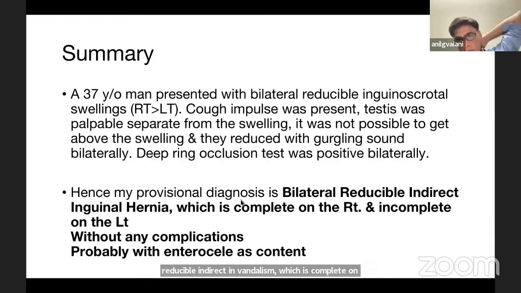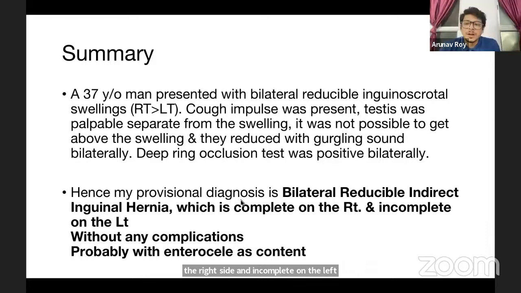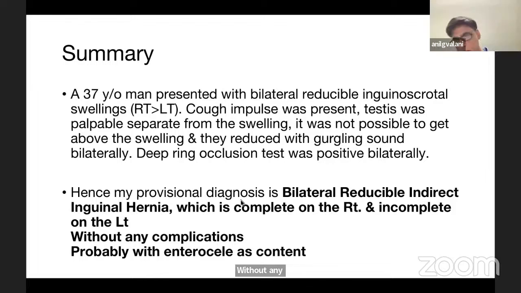How do you know it is enterocele? So the swellings reduced with a gurgling sound. You never reduced it. Your patient reduced it.